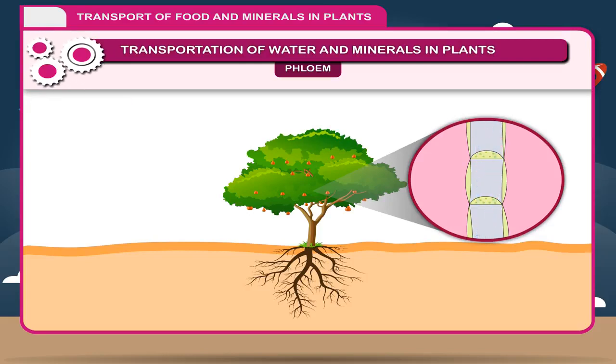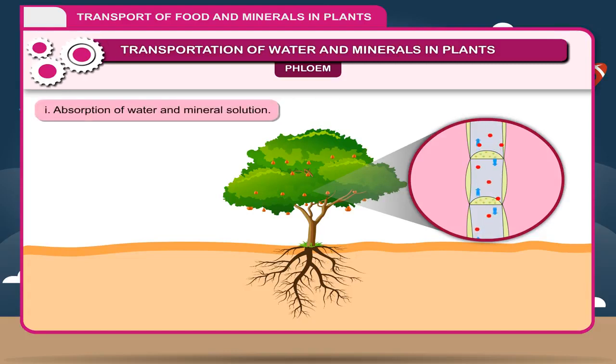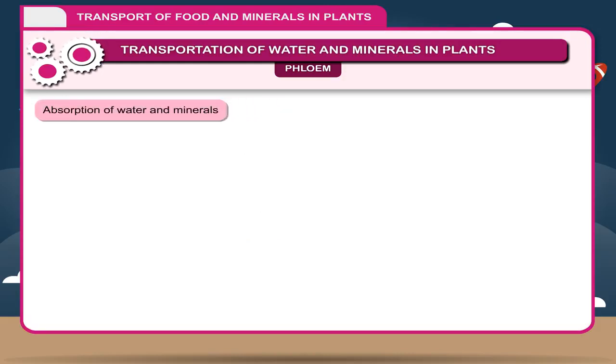Thus, during transportation, three processes are involved. 1. Absorption of water and mineral solution. 2. Rise of cell sap. Ascent of sap. 3. Translocation of food material. Absorption of water and minerals.